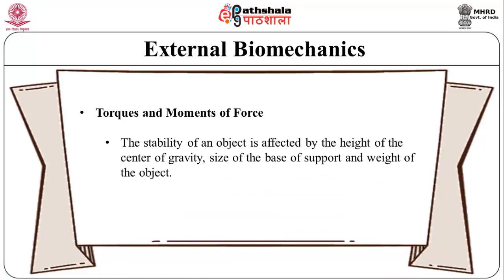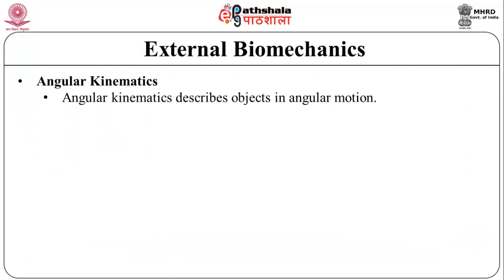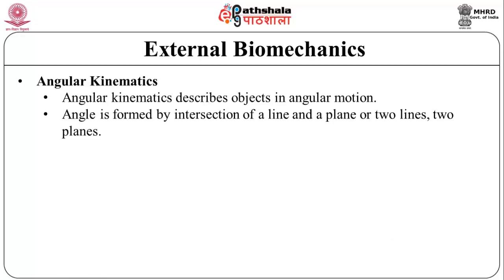The stability of an object is affected by the height of the center of gravity, size of the base of support, and weight of the object. Now, angular kinematics. Angular kinematics describes objects in angular motion. Angle is formed by intersection of a line and a plane or two planes.